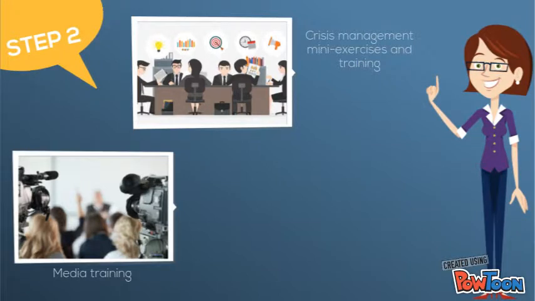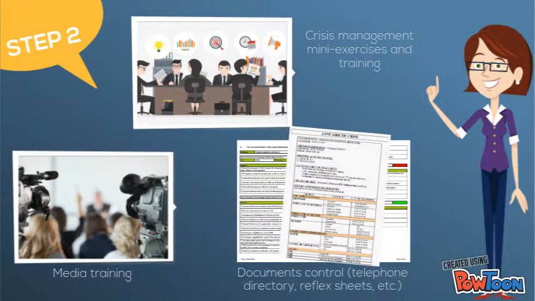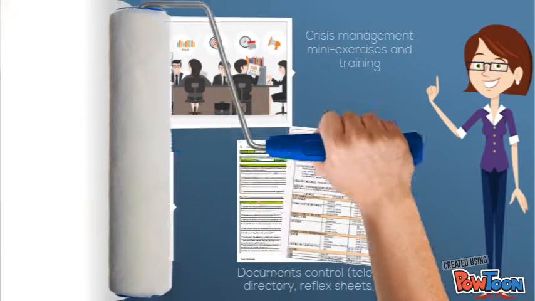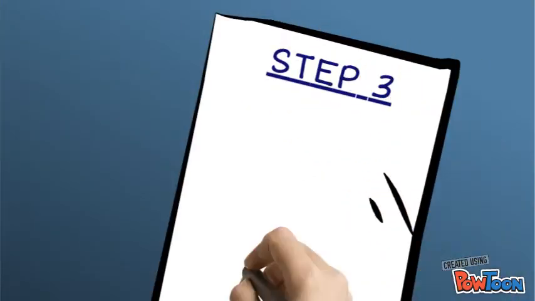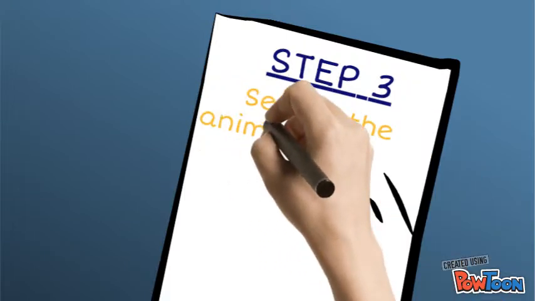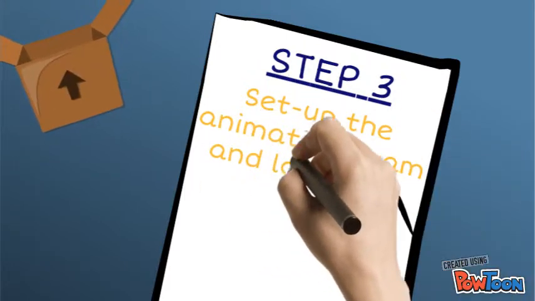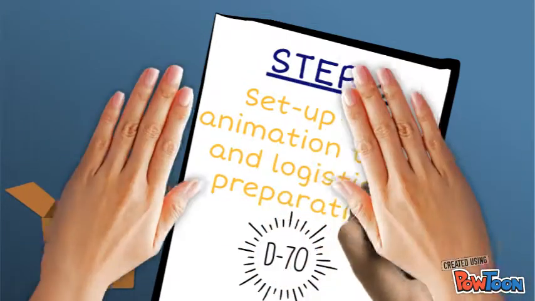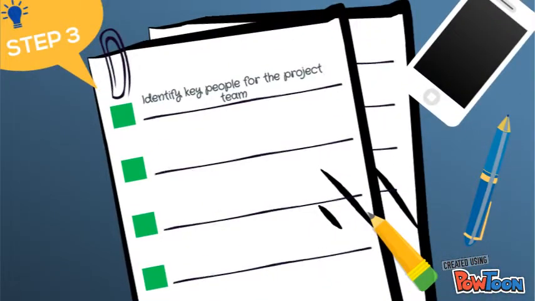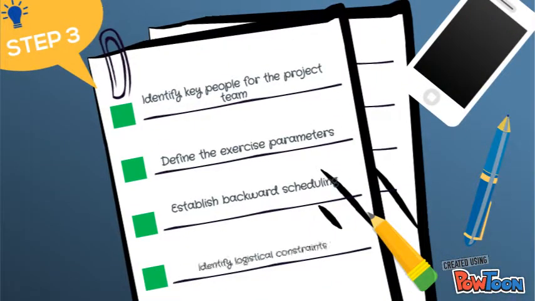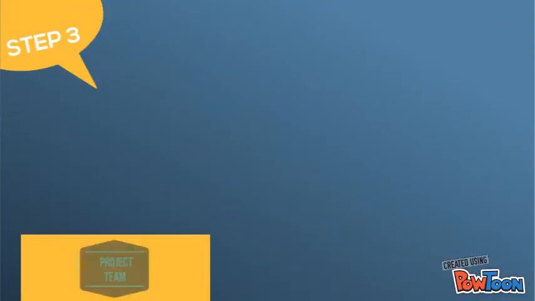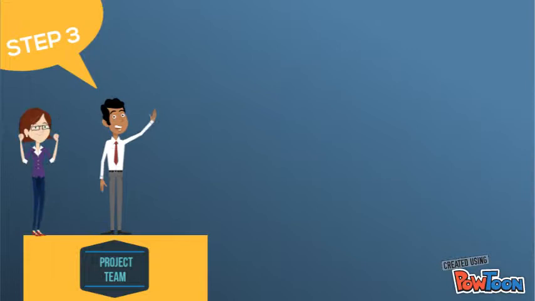Then, think about checking documents like the telephone directory or reflex sheets. Step 3. Set up the animation team and logistical preparation. It's time to build and organize the project and animation team. Clearly identify the various useful functions within the project team.